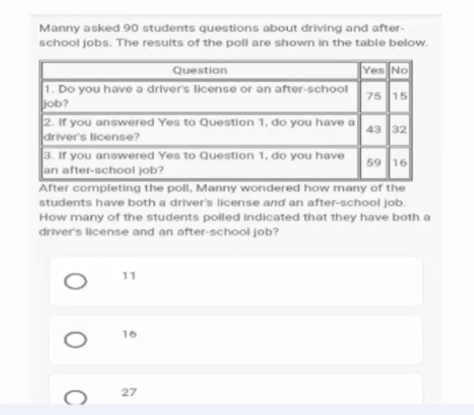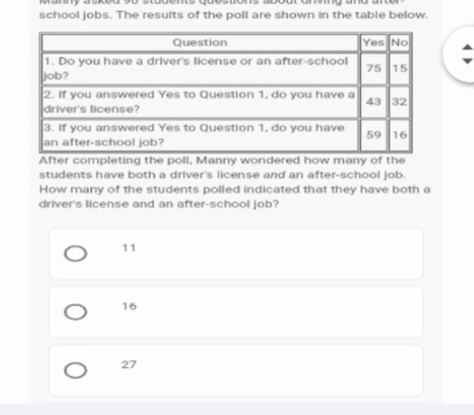Okay, this class is the continuation of our SAT questions. In the first question, Mani asked 90 students questions about driving and after school jobs. The results of the poll are shown in the table below.